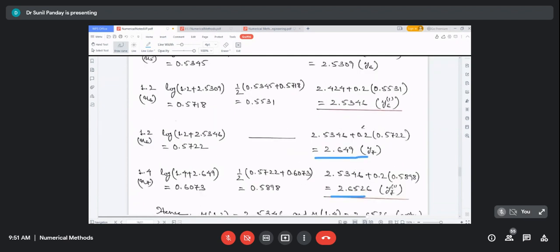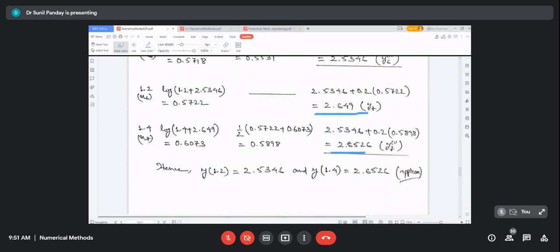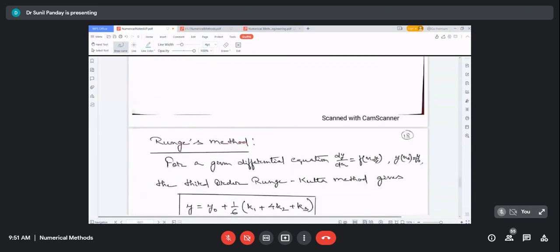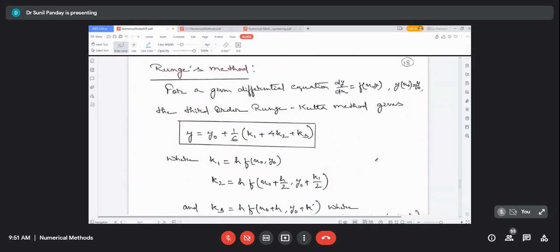So we'll stop here, with 2.656 as the value of y at 1.4. So we are taking here one decimal place accuracy. So this is the way our Euler's modified method will work. The generalized method we will discuss in the next class.